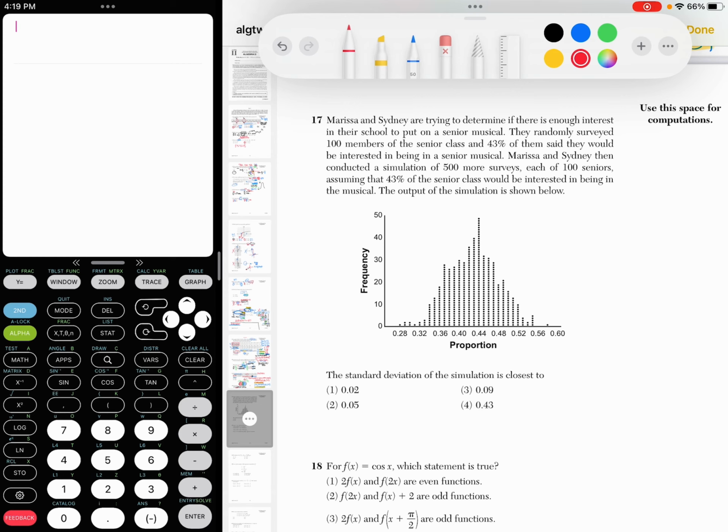Marissa and Sydney are trying to determine if there is enough interest in their school to put on a senior musical. They randomly, which is good, remember randomly is good, surveyed 100 members of the senior class, and 43% of them said they would be interested in being in a senior musical. Marissa and Sydney then conducted a simulation of 500 more surveys, each of 100 seniors, assuming that 43% of the senior class would be interested in being in the musical. The output of the simulation is shown below.